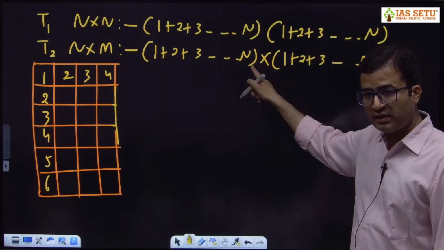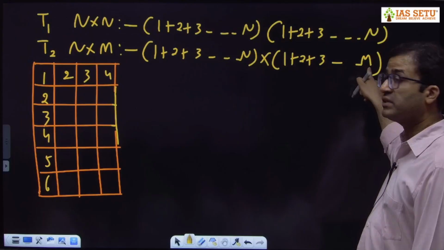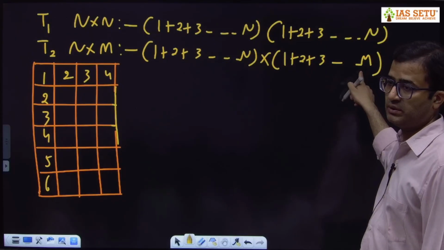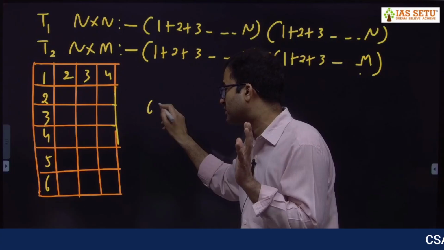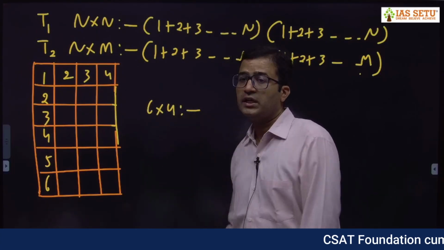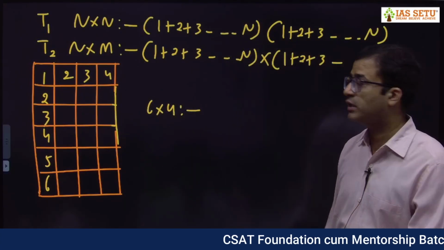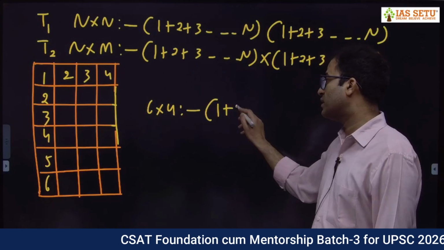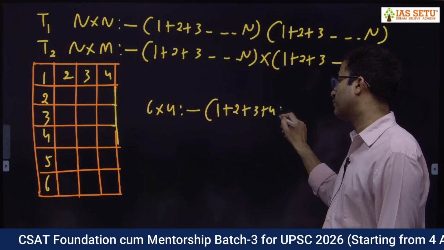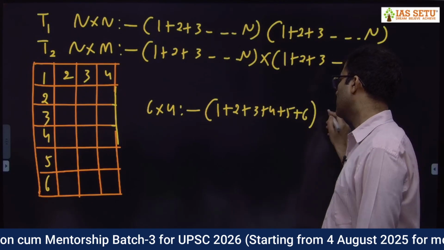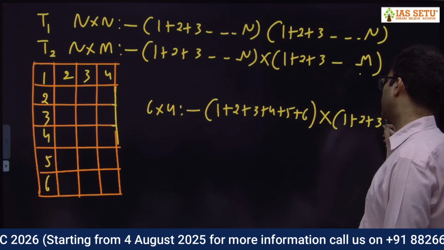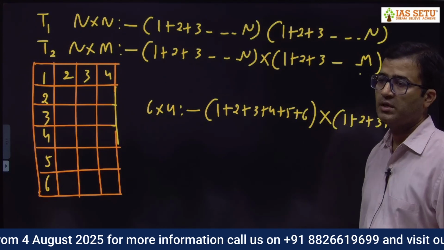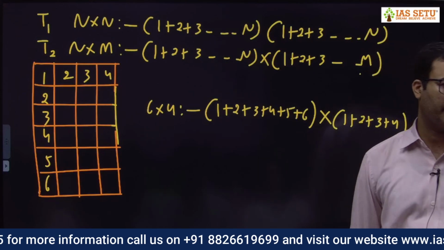Sum of first n natural numbers multiplied with sum of first m natural numbers. Let me solve two questions for you, you will understand. It is a 6 by 4 figure. Since it is a 6 by 4 figure, first bracket is 1 plus 2 plus 3 plus 4 plus 5 plus 6. Second bracket is 1 plus 2 plus 3 plus 4, because it is a 6 by 4 figure.